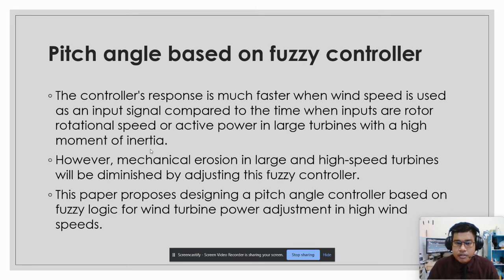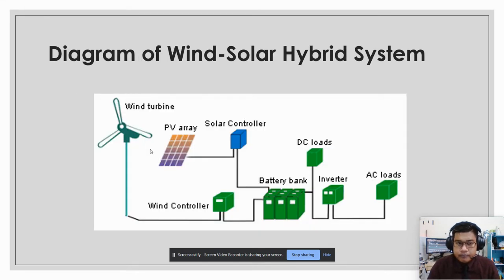The controller response is much faster when wind speed is used as the input signal, compared to when rotation speed or active power is the input, in larger turbines with a high moment of inertia. Mechanical power in larger high speed turbines will be achieved by adjusting the fuzzy control. The paper proposed the design of a pitch angle control based on fuzzy logic for wind turbine power adjustment at high wind speed. This is the diagram of the wind solar hybrid system.